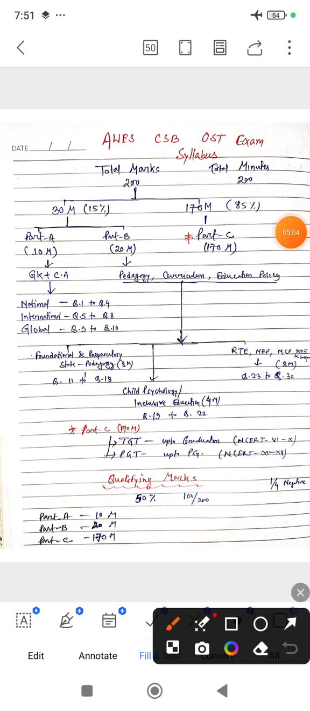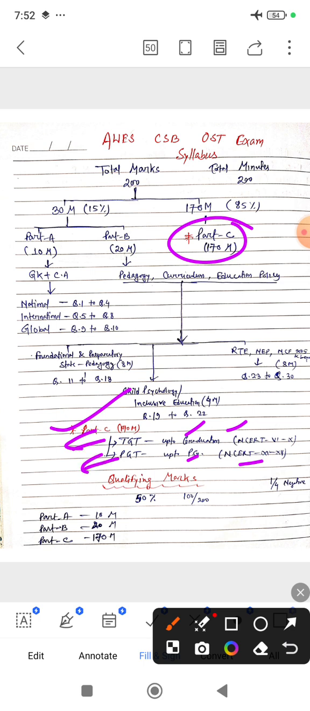And the second one, or I can say part C, is your concerned subject. If you are preparing for TGT, it would be up to graduation level. If it is PGT, then up to post graduation level. Side by side, you have to prepare NCERT books 6 to 10 especially, and for PGT, NCERT 11 and 12. This is up to graduation and up to post graduation.